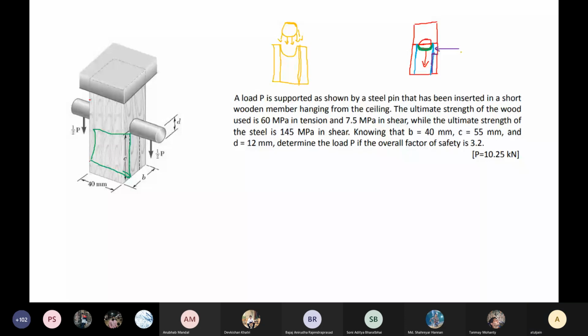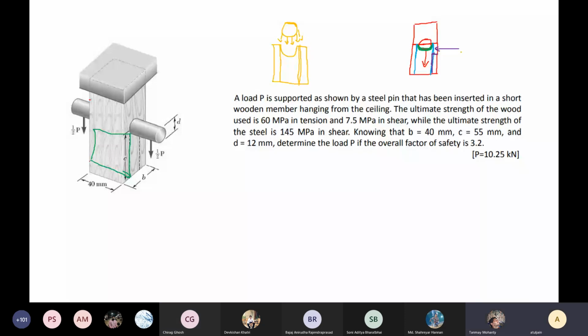So I think the double shear in the pin will happen first. Yes, sir. Steel will break by a very small margin. It is 10.25. The wooden shear will start at 10.31. Tension in the hood is very high.